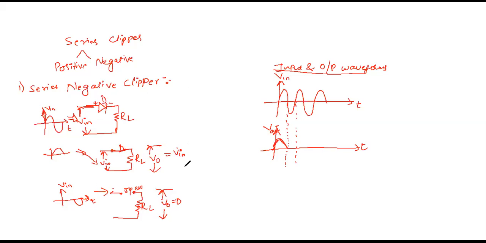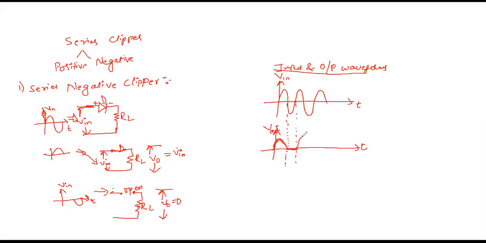Whatever input you are giving, the output also gets the same sine shape. During the negative half cycle, the negative voltage is given to the positive terminal of the diode, and the diode is reverse biased, so the diode will be open. So no input voltage will appear across the output. The output equals 0. Then again the positive half cycle.